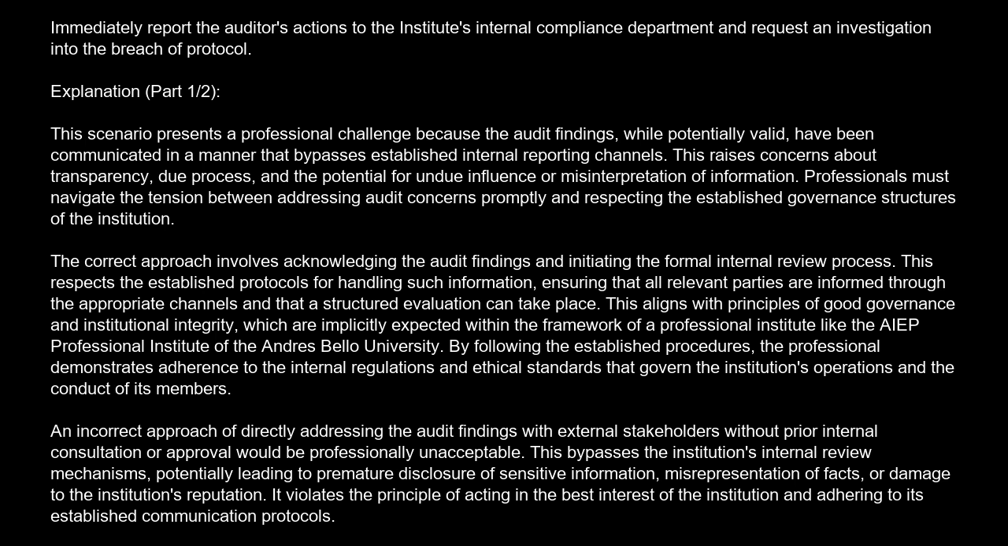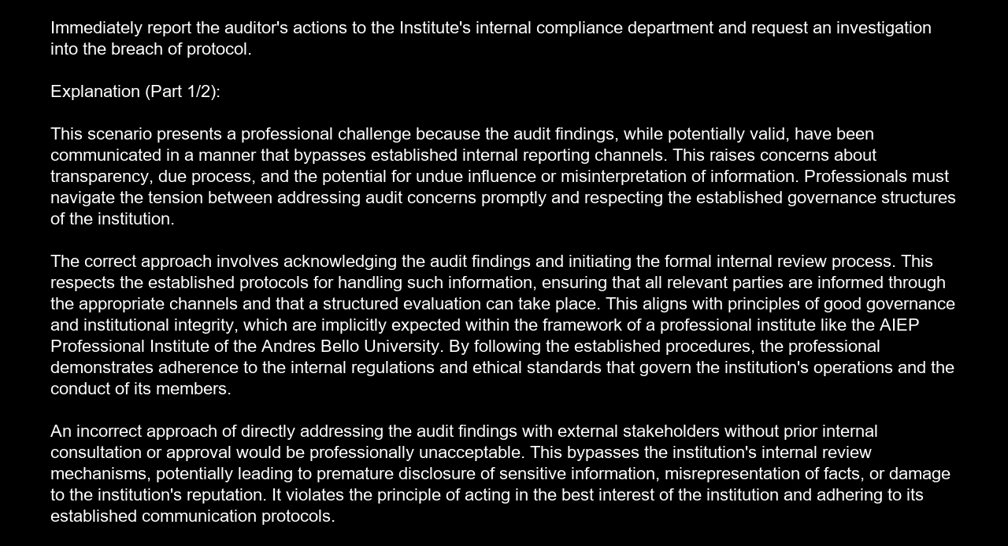The correct approach involves acknowledging the audit findings and initiating the formal internal review process. This respects the established protocols for handling such information, ensuring that all relevant parties are informed through the appropriate channels and that a structured evaluation can take place. This aligns with principles of good governance and institutional integrity, which are implicitly expected within the framework of a professional institute like the AIEP Professional Institute of the Bello University. By following the established procedures, the professional demonstrates adherence to the internal regulations and ethical standards that govern the institution's operations and the conduct of its members.